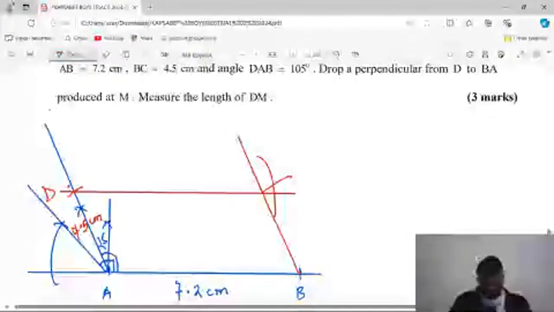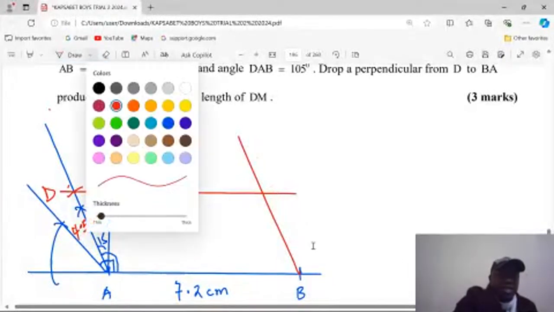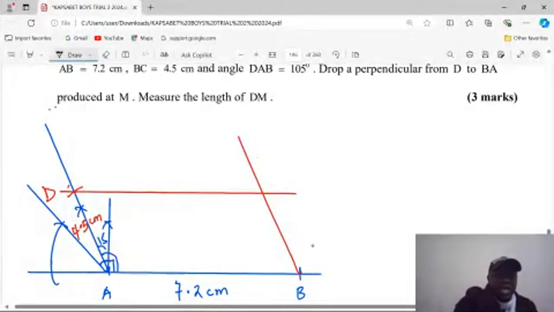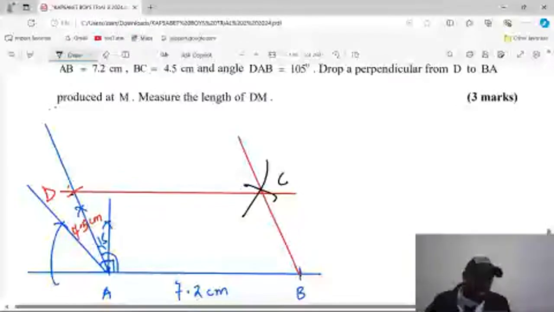Remember, I'm just issuing a sketch. I'm giving you a sketch diagram. When we stand at D, having a length of 7.2, then we stand at B having a length of 4.5, and we make arcs, they will intersect at point C. At point C, now we can connect it to the other 3 points.